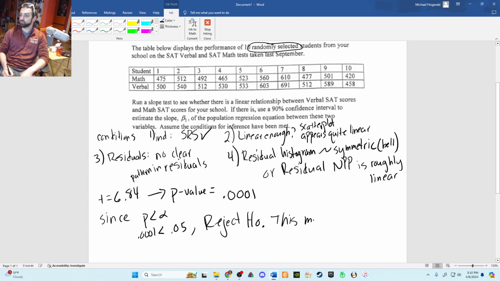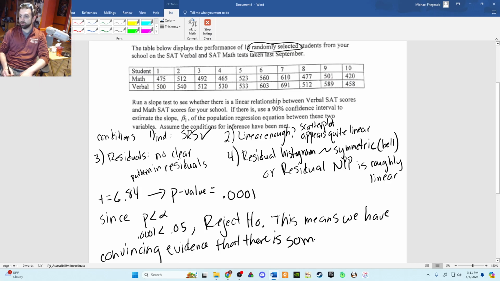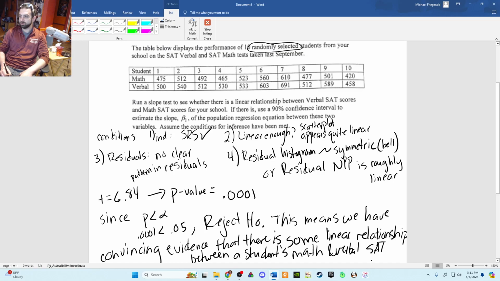This means, and this is wacky, we have convincing evidence that there is some linear relationship between a student's math SAT score and verbal SAT score. I'll say math and verbal SAT scores. So that's that. That's the hypothesis test for this, the linear regression t-test.